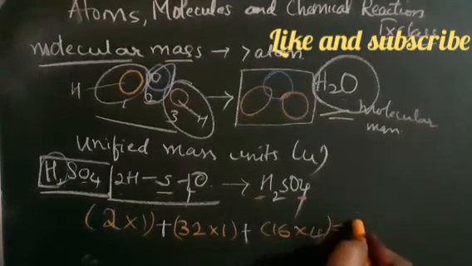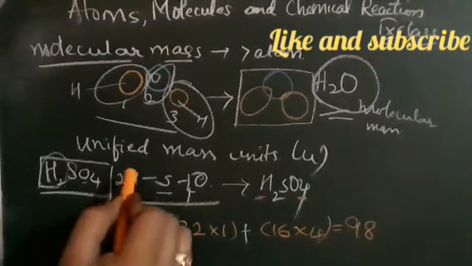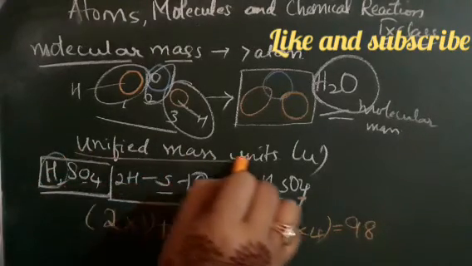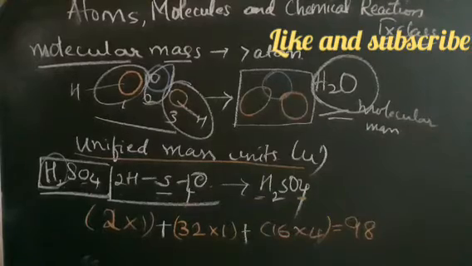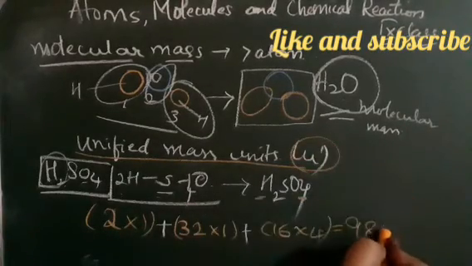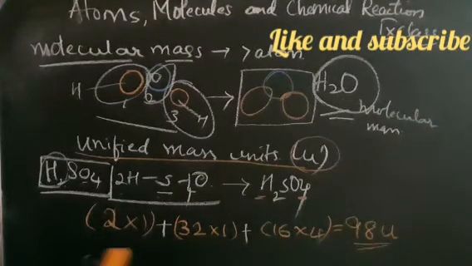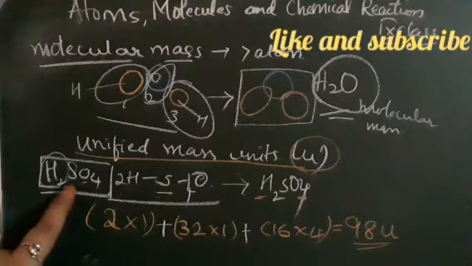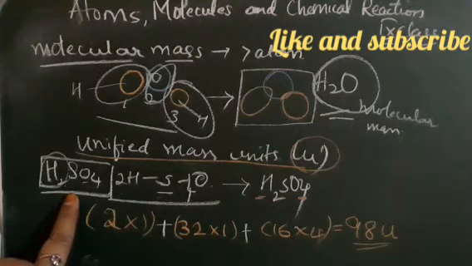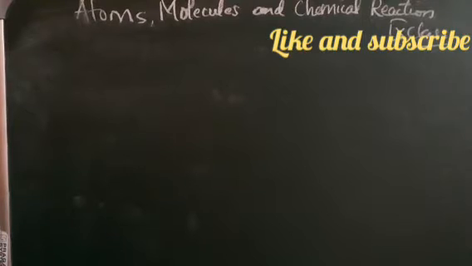So what are we going to get? We are going to get 98. And how are we going to express it? It is expressed in U. So we are going to write it as U. So 98 U is the molecular mass of sulfuric acid. Is it clear? So now next is mole concept.